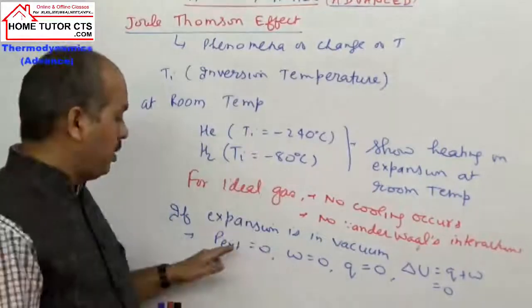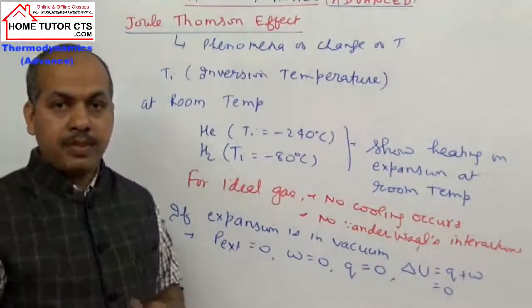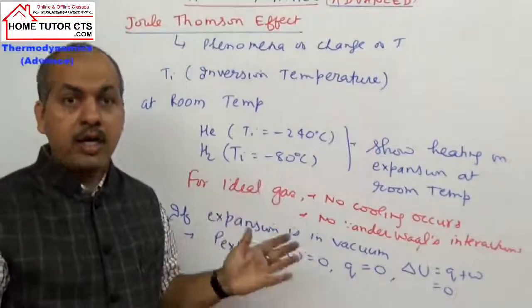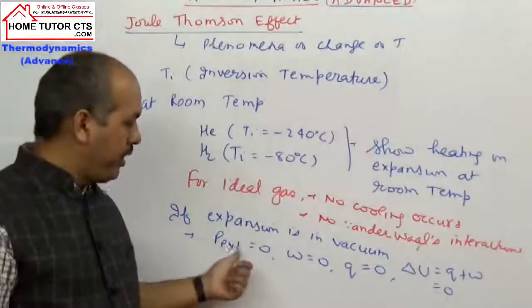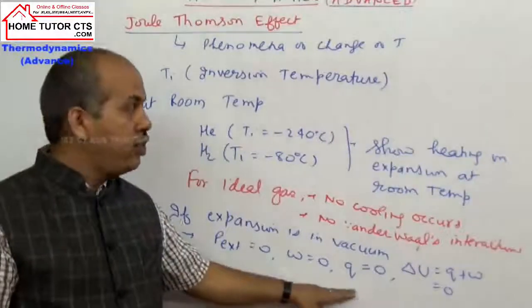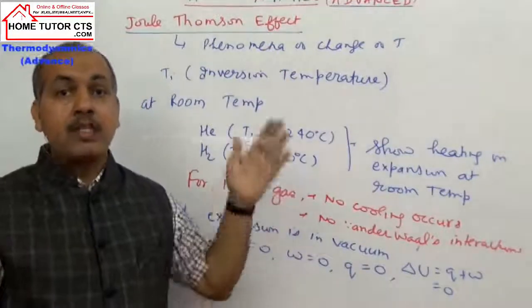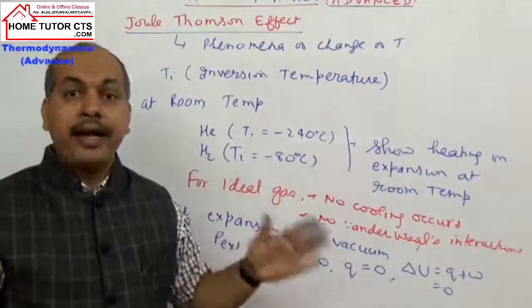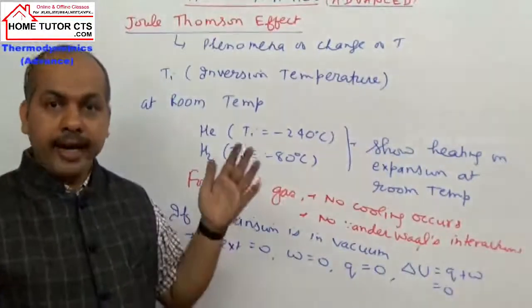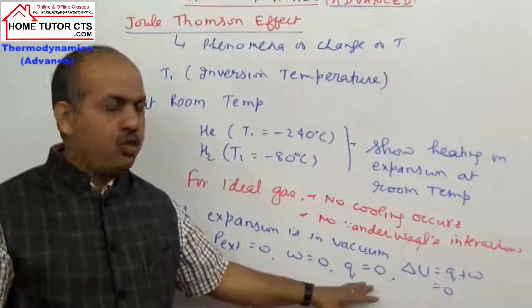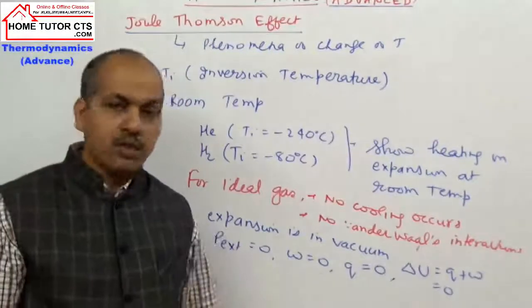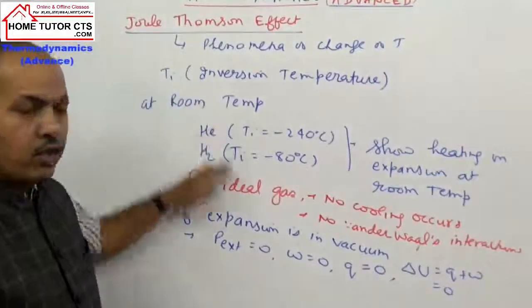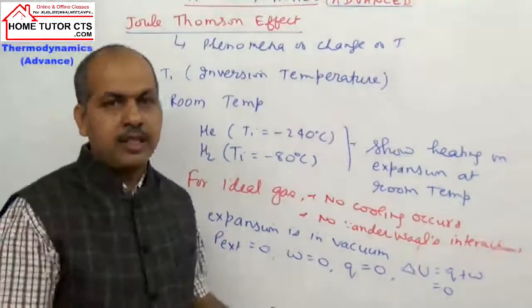If the gas undergoes expansion in vacuum, there is no external pressure. In vacuum there is no external pressure. So what is work done? P delta V, and P external is 0. So work is 0. Q is already 0 because the gas is undergoing expansion adiabatically, and for adiabatic expansion, Q is 0. What is delta U from the first law? Q plus work, so that will also be 0. I hope it's clear. चलिए.